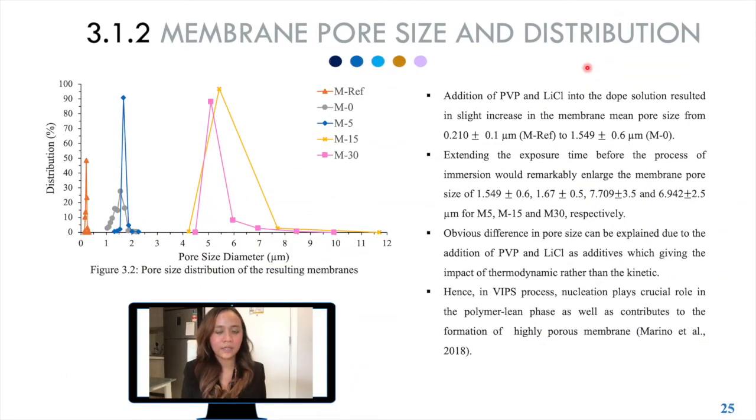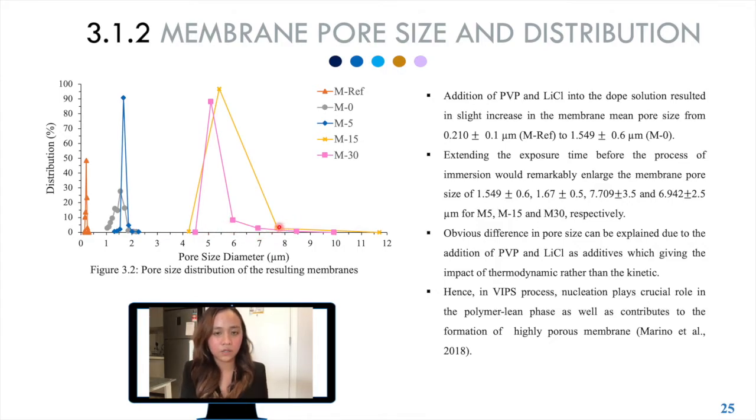Next, I will explain membrane pore size and distribution. Addition of PVP and lithium chloride into the DOP solution resulted in a slight increase in the membrane mean pore size from 0.210, which is the MREF, to 1.549, which is the M0. Extending the exposure time before the process of immersion would remarkably increase membrane pore size, to these values for the M5, M15, M30 respectively.